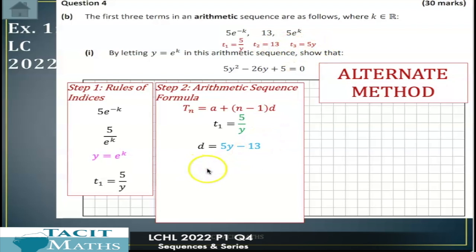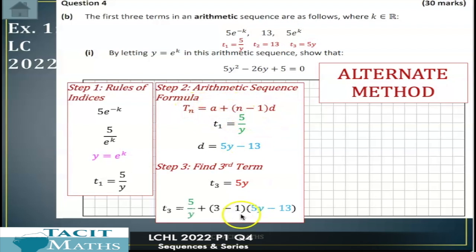So the trick here is if we found the third term, how do we usually find the third term? Well, what do we know the third term is? It's 5e to the power k, or 5y is a better one to use. And how do we use this then to find the third term? Well, we sub in a, we sub in d, and we sub in 3 instead of n. So this is our third term. This is also our third term, so we can put that equal to that.